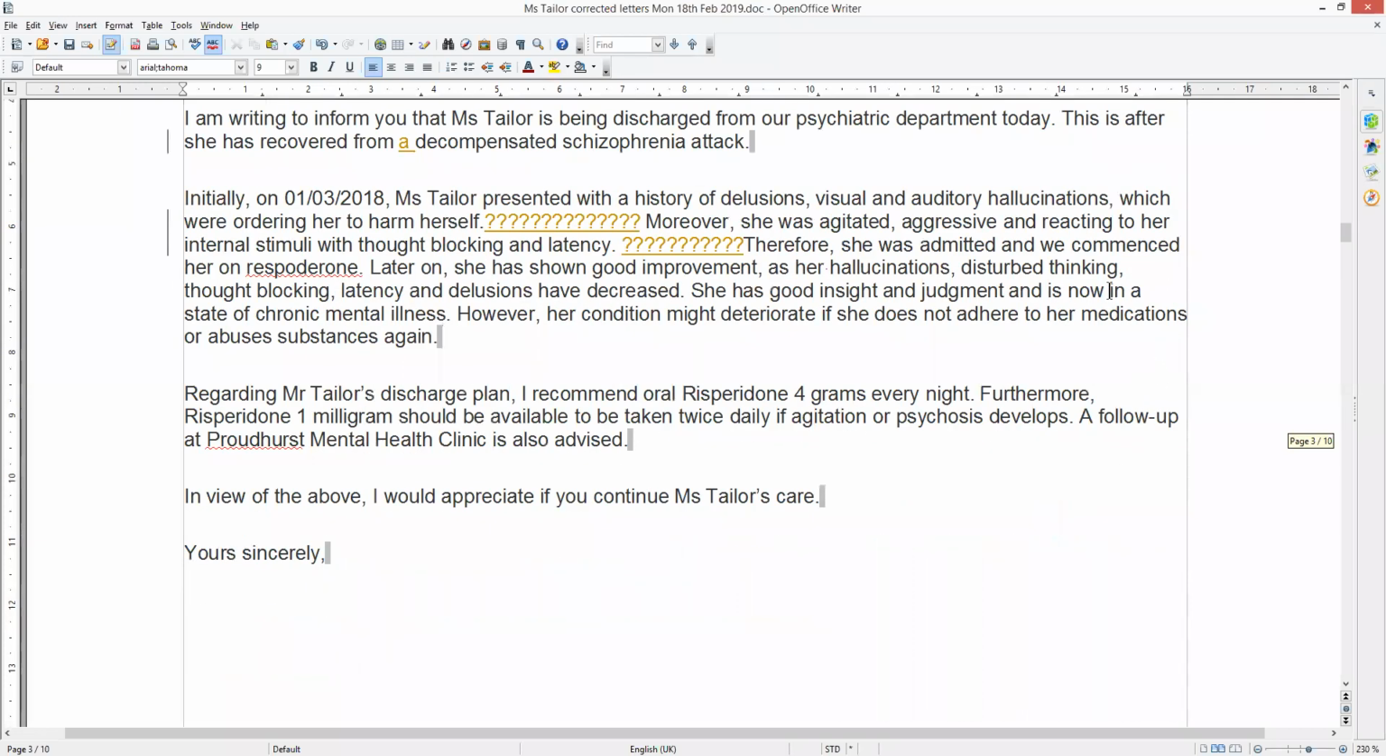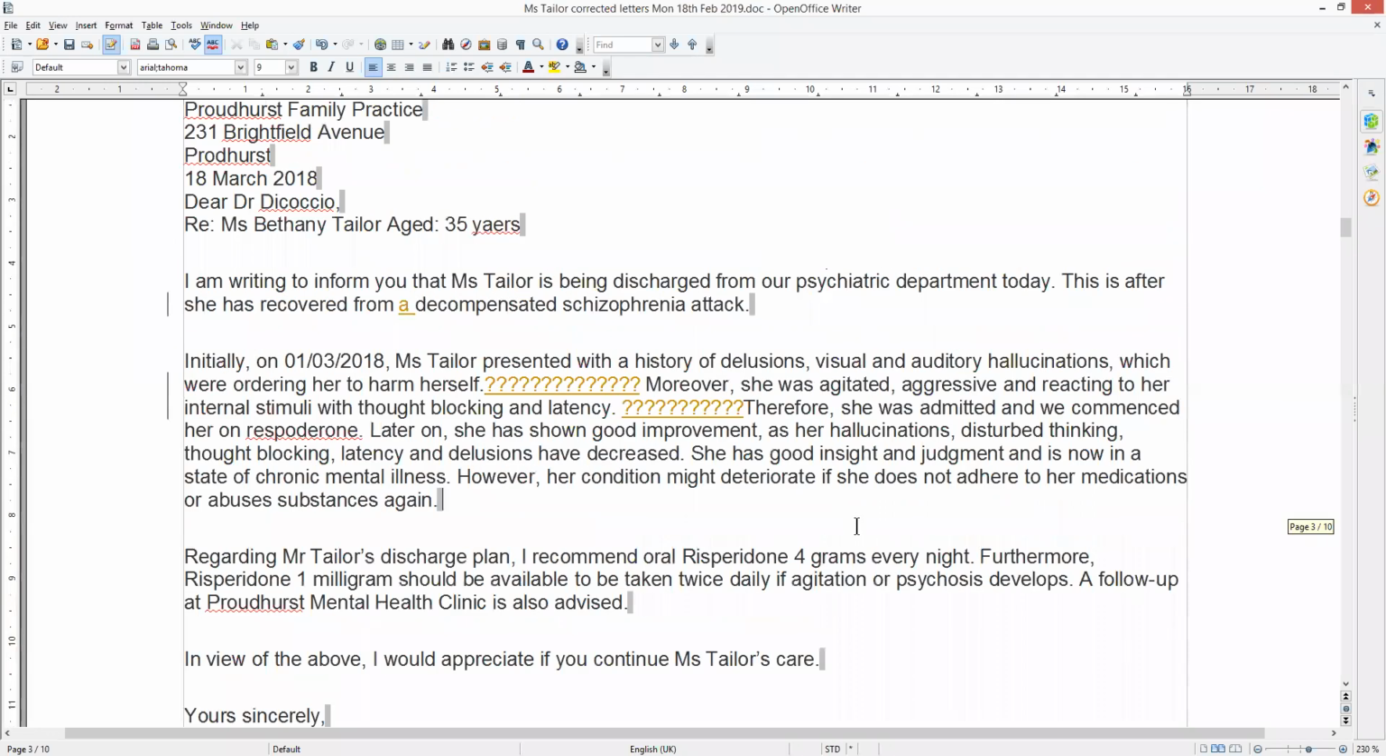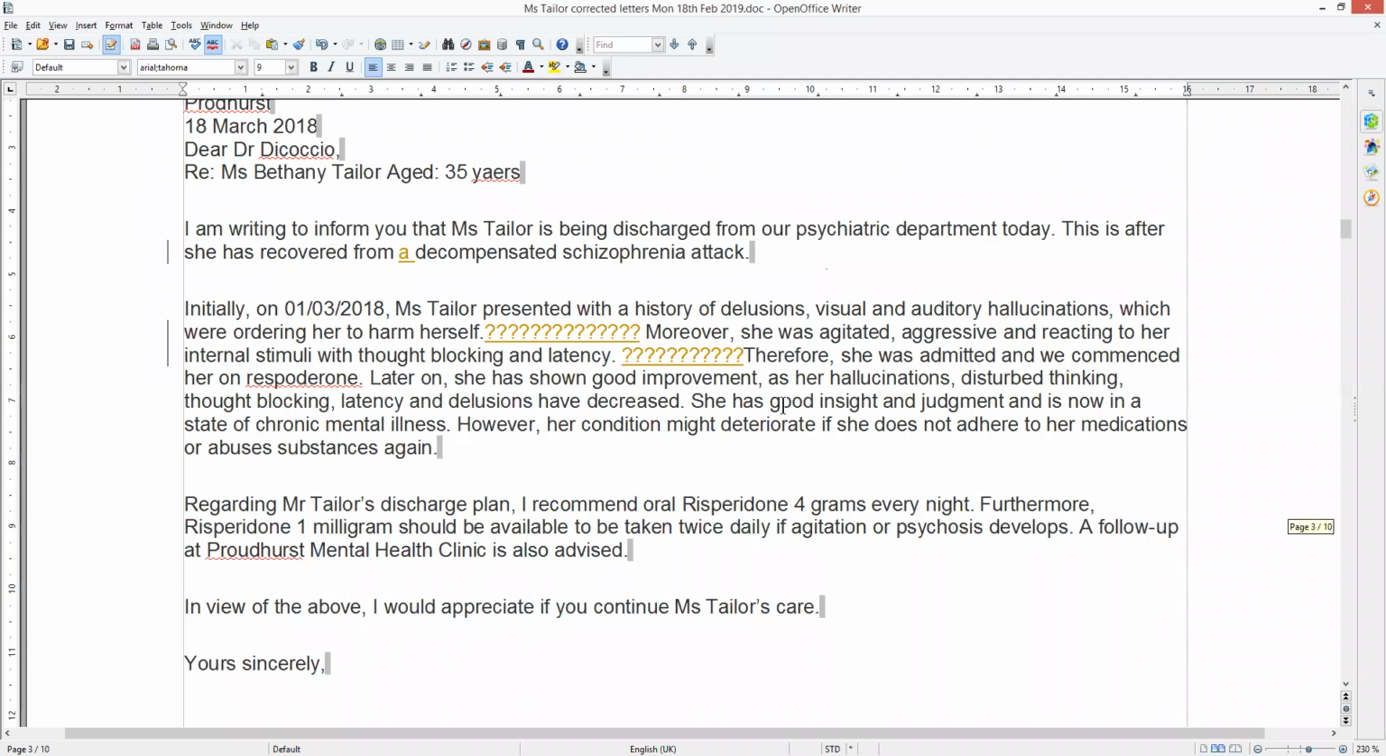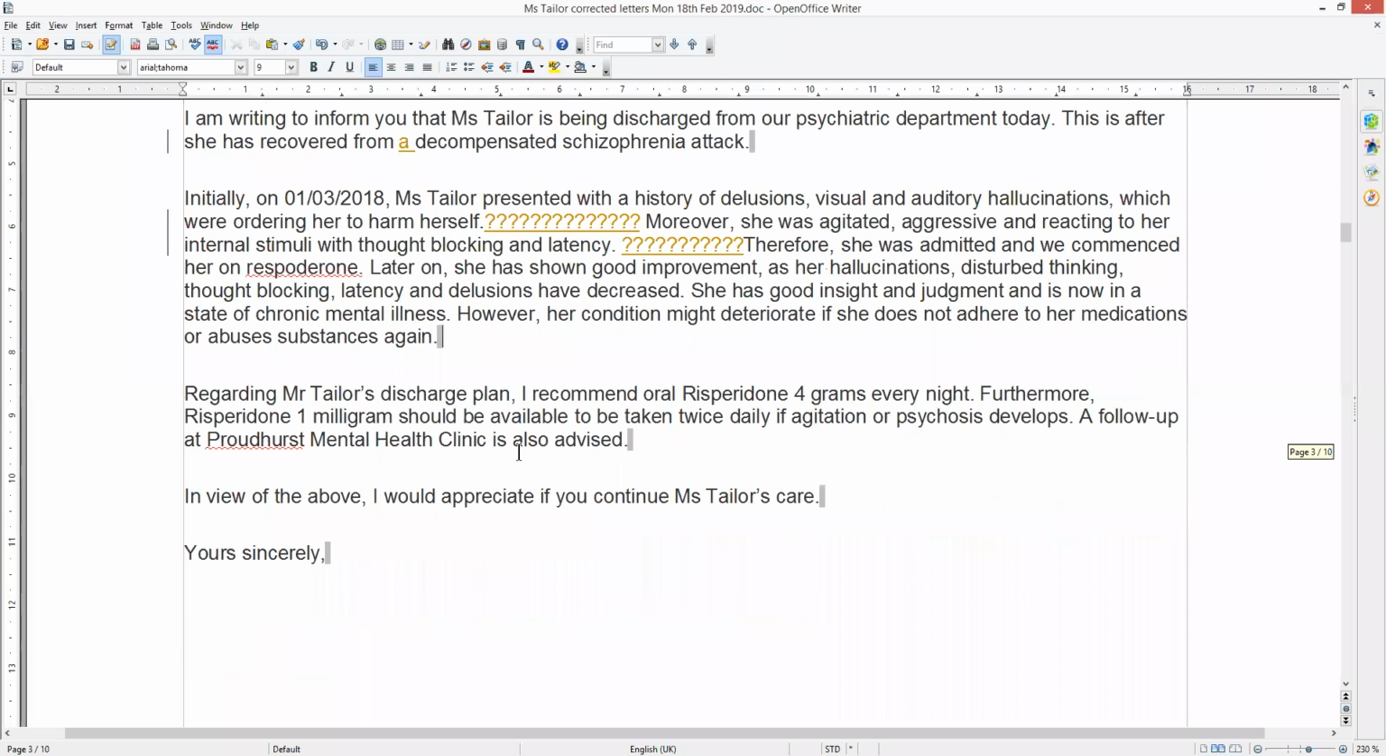But still, so she has good insight. Just no, there's a medication that abuses substances. Again, he didn't mention anything about alcohol. So again, the GP might know this, but still, you mentioned substances, but you don't say what those are. Miss Taylor's discharge, prescribed 5 milligrams every night for the more. You continue Miss Taylor's care.